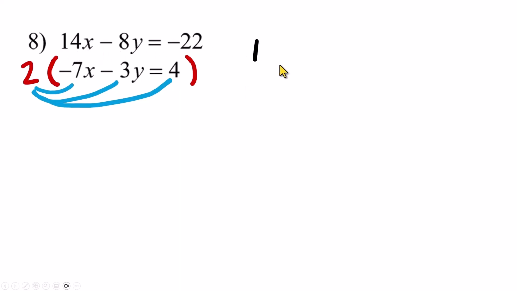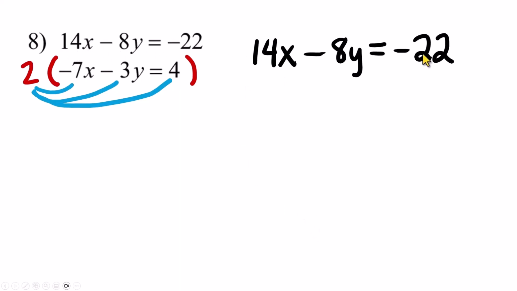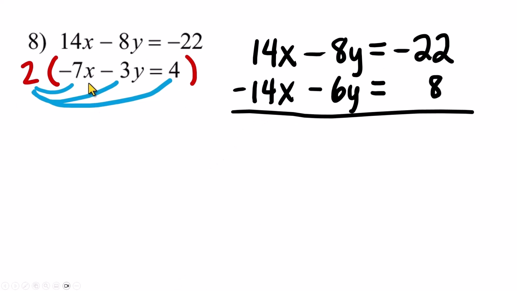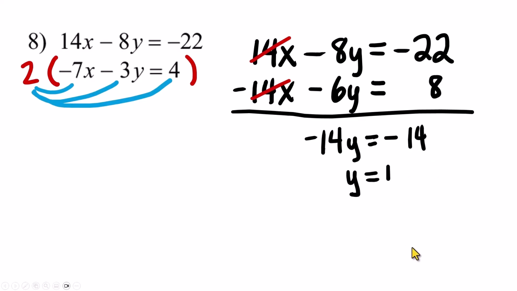So I'm going to recopy that first one over here. Didn't do anything here. That's just this first one recopied. Now, the second one becomes negative 14x. 2 times 3 is negative 6y. 2 times 4 is 8. Now smash. Boom, they're gone. Put these together. You get a negative 14y equals negative 22, and 8 is a negative 14. So y equals 1.